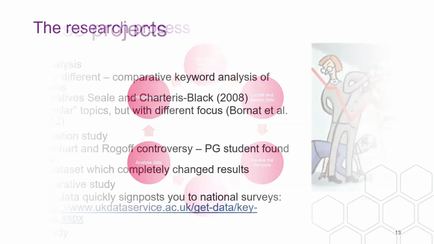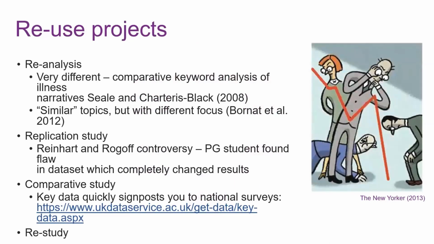With that being said, it's probably important to have some kind of idea about what kind of project you want to do. While you might be exploring data without a specific question in mind, you may want to think about what kind of research design your project will follow. And there's 4 types of reuse projects that will lend themselves well to a dissertation project. And these are reanalysis, replication study, a comparative study, and a re-study.